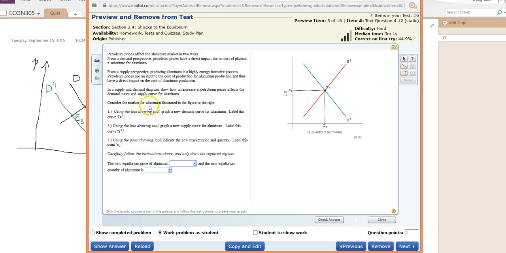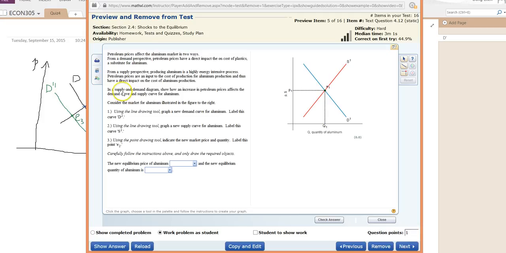Consider the market for aluminum illustrated in the figure to the right. Number one, using the line drawing tool, graph a new demand curve for aluminum. Label this curve D2. So what direction is the demand shock here?